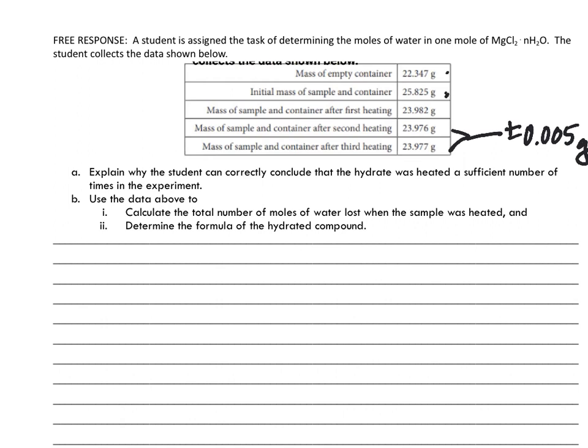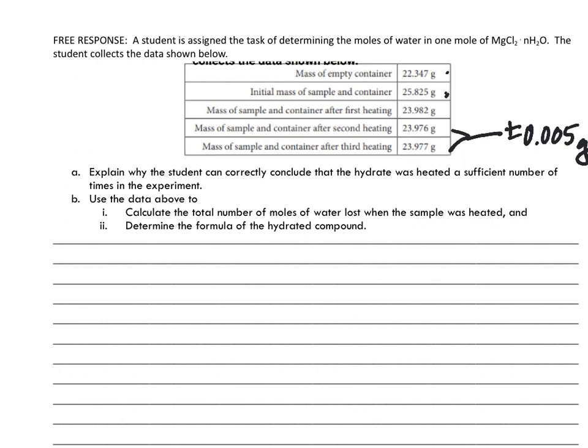All right. So now on part B, it wants us to calculate the total number of moles of water lost when the sample was heated and then determine the formula of the hydrated compound. One of the first things I would do here is figure out some of our masses. When we see moles, we should think, most of the time, start with grams, go to moles. We saw yesterday in one of our examples, we weren't able to do that because we didn't have a molar mass, so we had to use some other way to get to moles, and we used PV equals nRT.